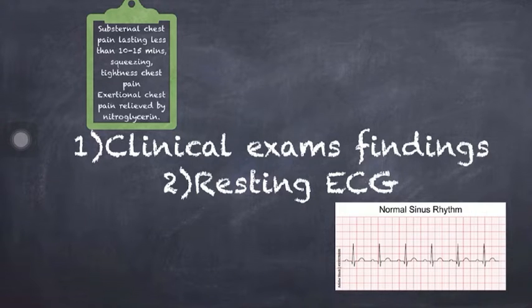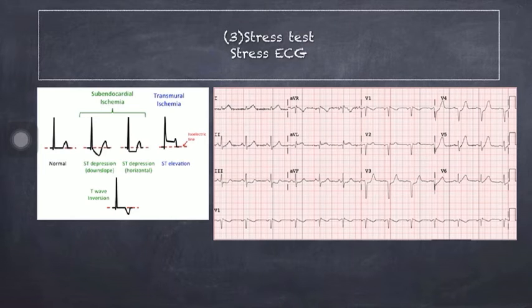Afterwards, we can order a resting ECG. Usually in patients with stable angina, the resting ECG is normal, but if it comes out abnormal, then unstable angina or MI can be considered. Further on, if the resting ECG is normal, then the patient can be advised to undergo stress testing, for example, stress ECG or stress echocardiography.